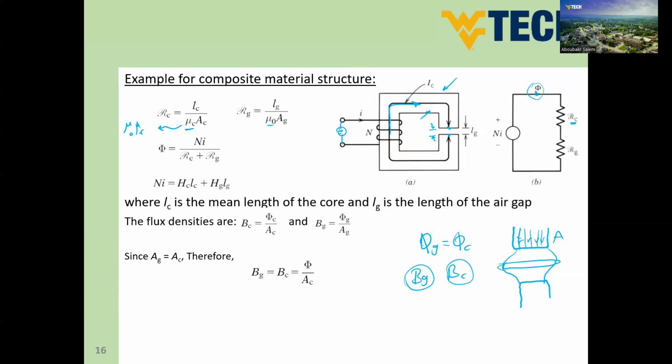However, we consider that this area of the air gap is going to be the same as the cross-section area of the material if the length of the air gap is small. So this is one assumption we always use in our small air gap cores. So we can say A g equals A c, and this is approximately, so this is an approximation, guys. In this case, we can say the flux density in the gap equals the flux density in our core, equals phi divided by A core.